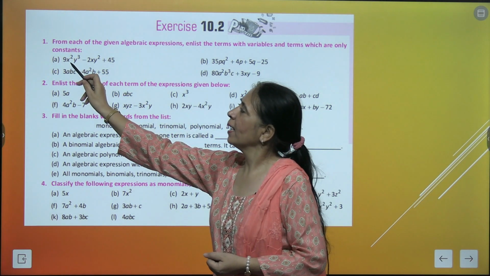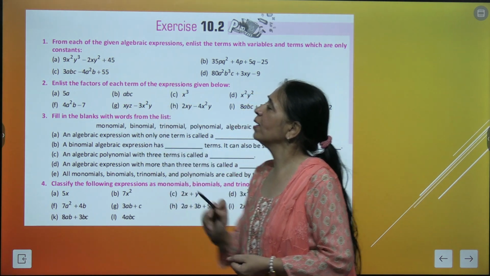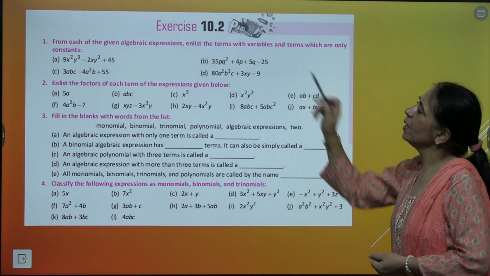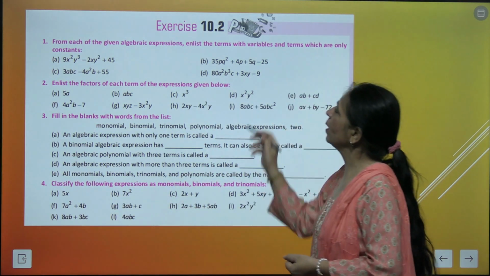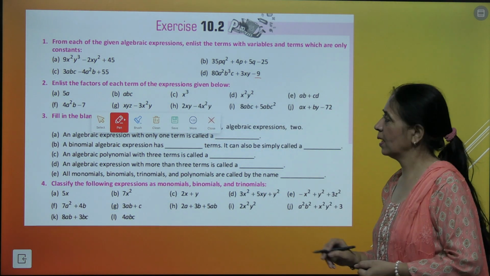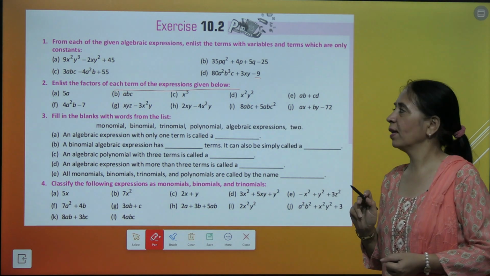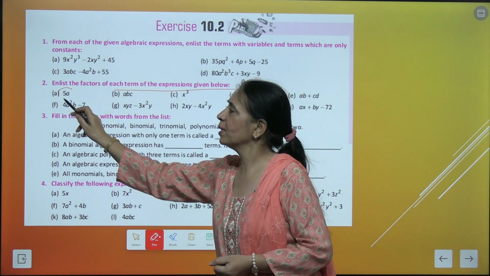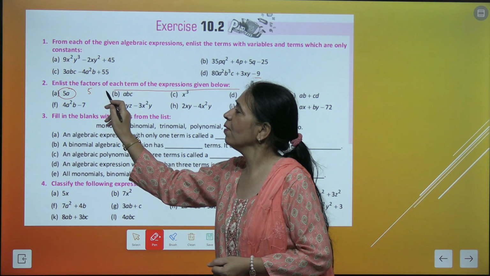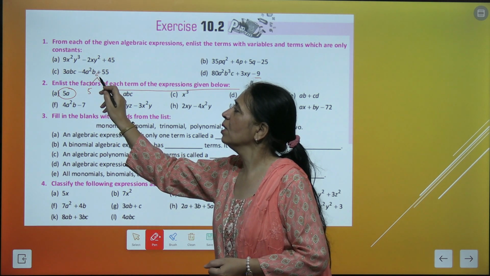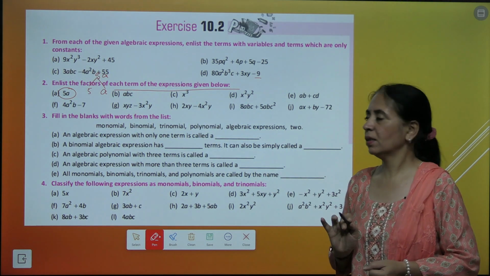तो यहाँ पर x square y square ये term with variables है, ये term with variable है, and 45 is a constant, right? Here minus 25 is a constant. Here 55 is a constant. And in the last one, we have minus 9 as a constant. The next question is, enlist the factors of each of the terms of the expression given below. तो इस expression में हमने factors बताने हैं. यहाँ factors क्या क्या है? We will write 5 and 8. So these are the two factors of 5, 8. Got it? And in this way, you can write it for other terms also.